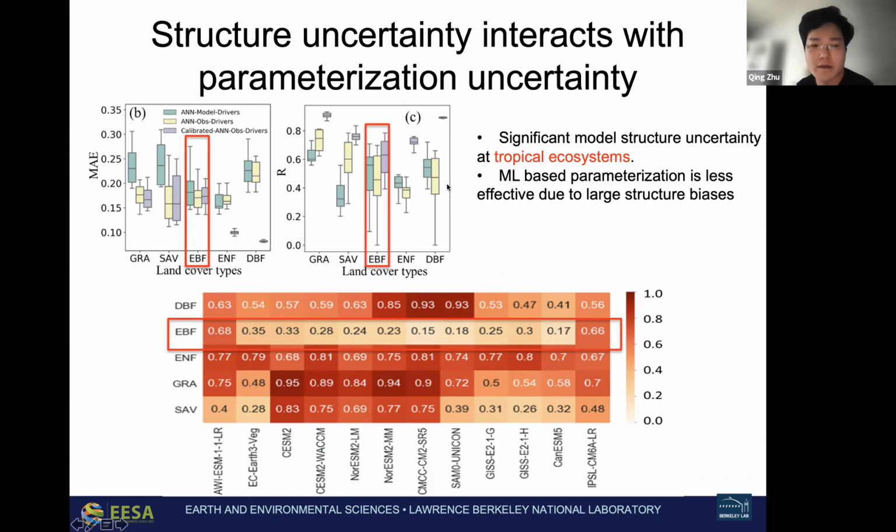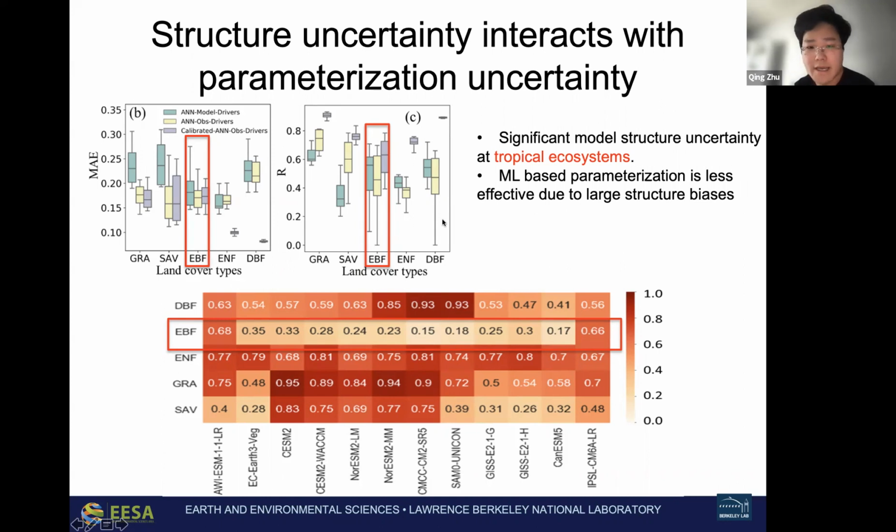And so we can see here a strong interaction, or some implications for our model development, that we have to first know which part of the model has the largest structural uncertainty, and then we have to improve the structural uncertainty first. Otherwise, the tuning doesn't work, just as demonstrated here with this machine learning approach.